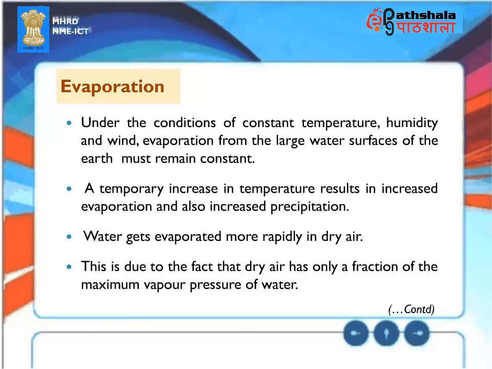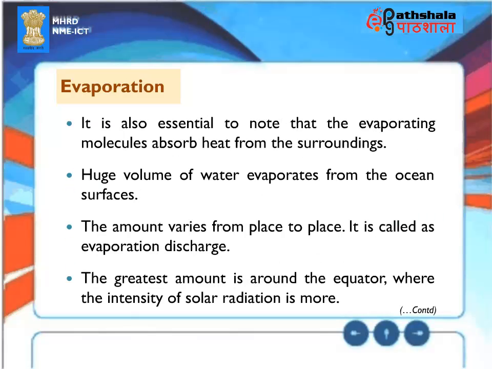Under the conditions of constant temperature, humidity and wind, evaporation from the large water surfaces of the earth must remain constant. A temporary increase in temperature results in increased evaporation and also increased precipitation. Water evaporates more rapidly in dry air. This is due to the fact that dry air has only a fraction of the maximum vapor pressure of water. It is also essential to note that the evaporating molecules absorb heat from the surroundings.